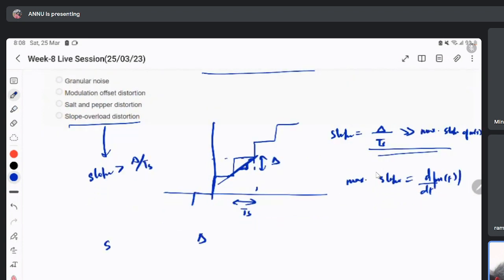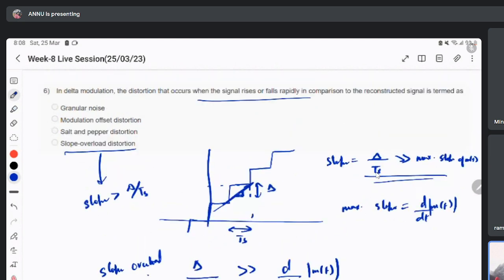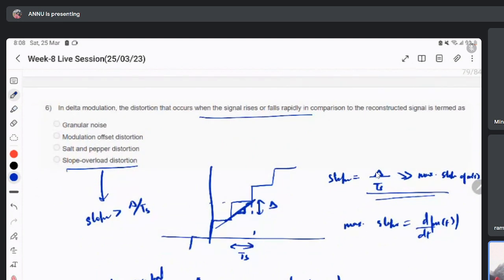Slope overload distortion: delta by T should be greater than or equal to d/dt of m(t), so delta should be greater than or equal to TS or 1 by FS. I remember this formula, I forget a little bit. Now we will analyze whether this is right. The distortion that occurs when the signal rises or falls rapidly in comparison to the reconstructed signal.